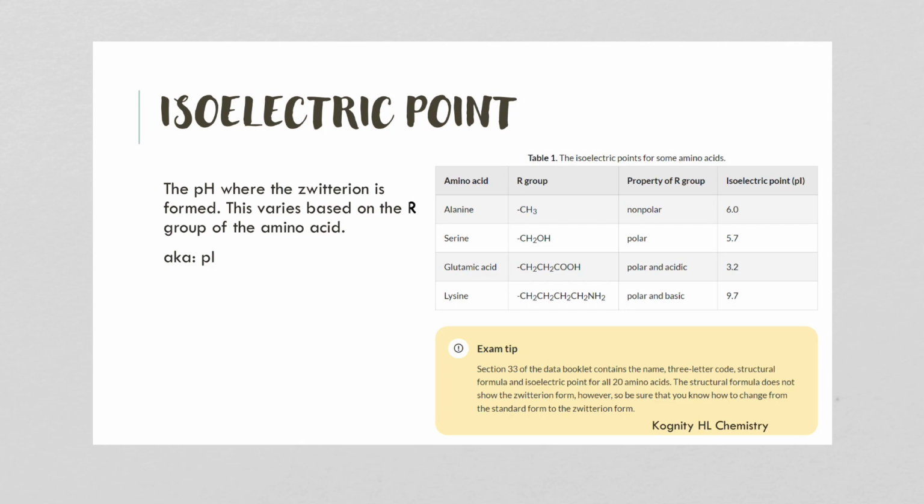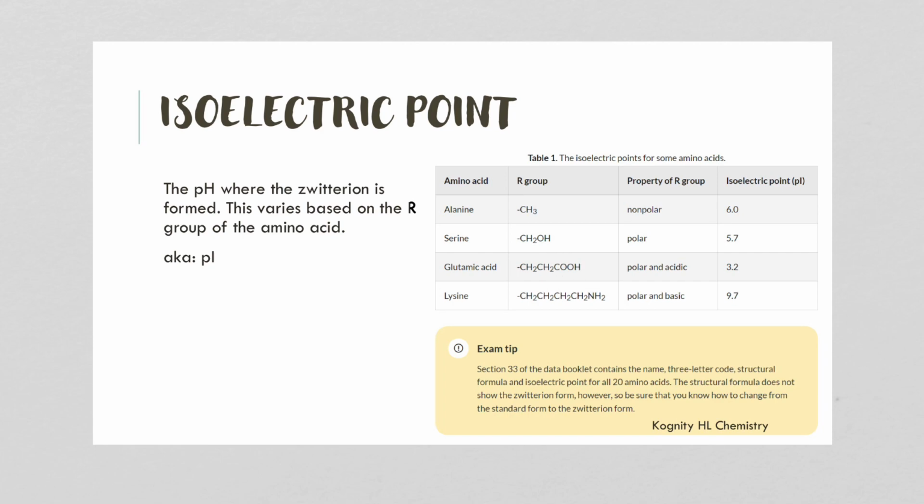Glutamic acid is polar and acidic because there's a carboxyl group there. So it has a very much lower isoelectric point. And then lysine is polar and basic, so its isoelectric point is higher than the neutral point.